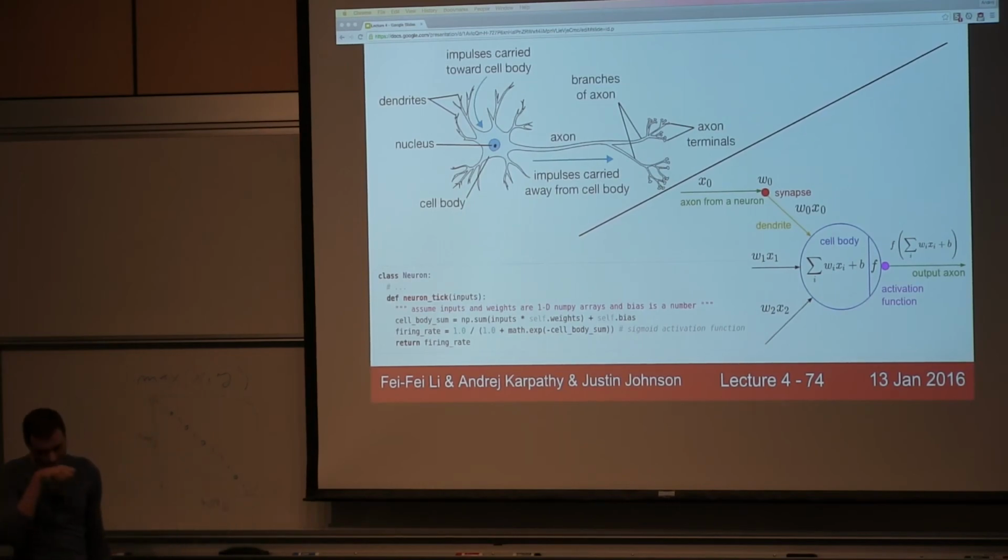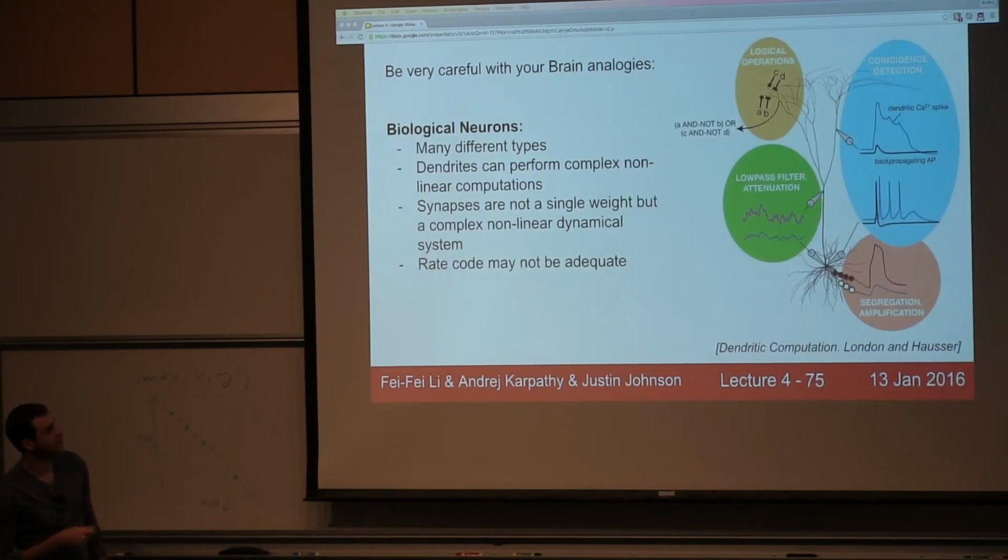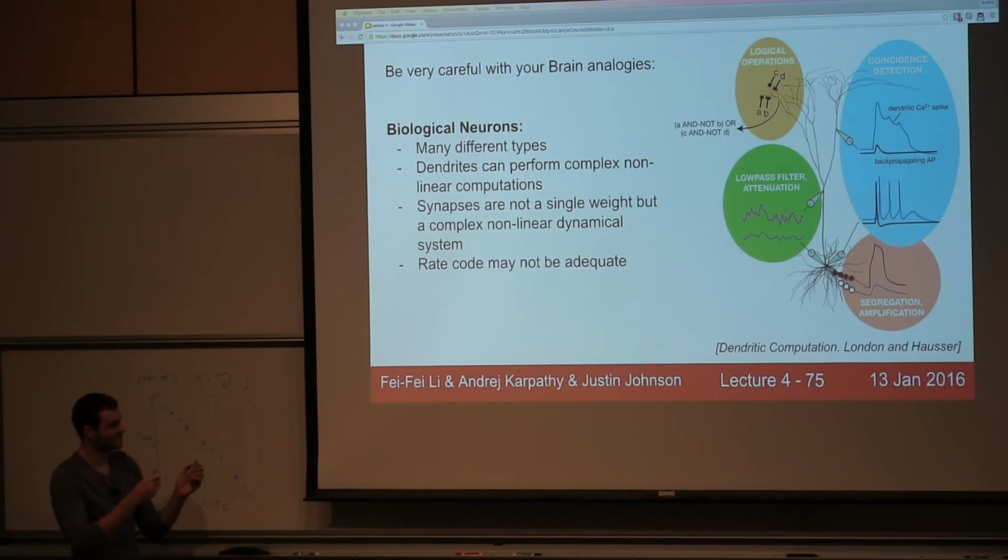Now, one note to make about neurons is that these are not like biological neurons. Biological neurons are super complex. So if you go around and start saying that neural networks work like the brain, people will start to frown at you.